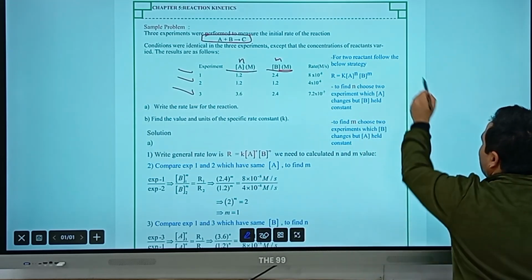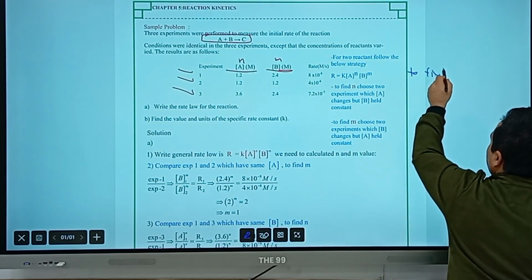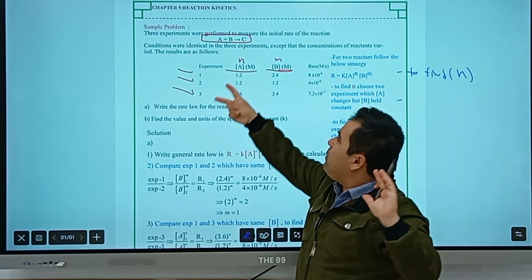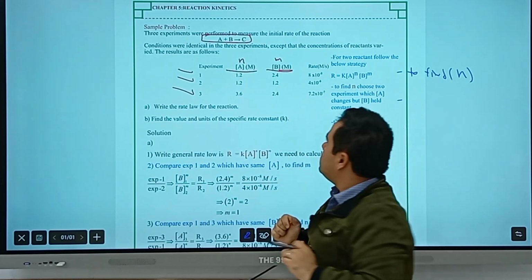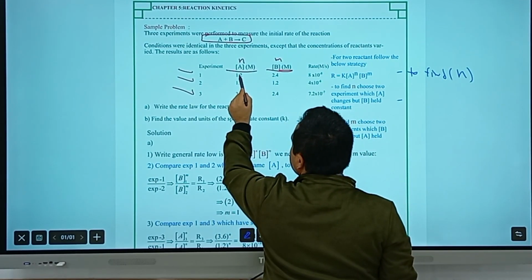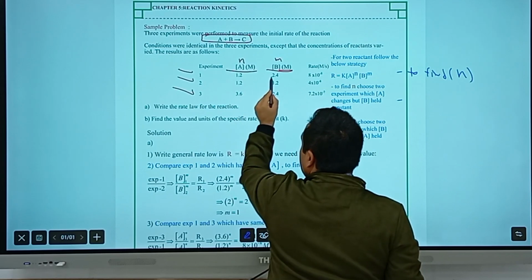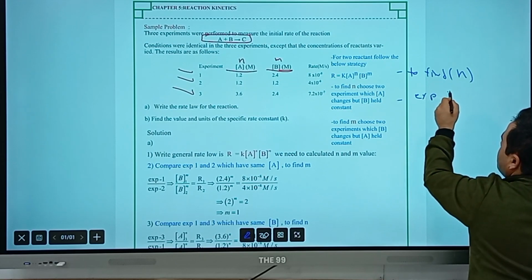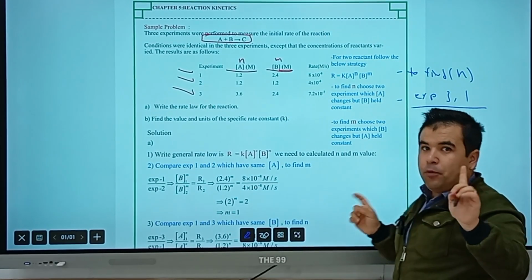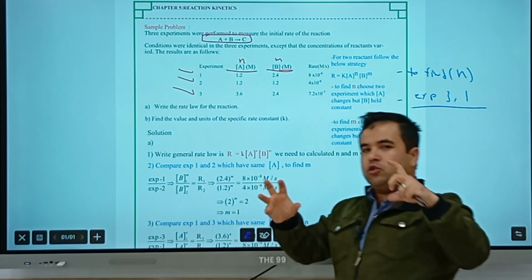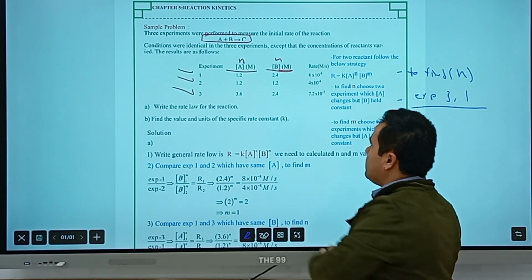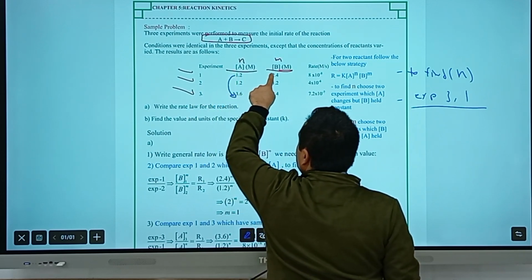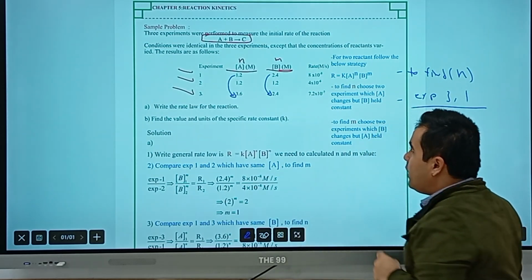To find n, we have to choose two experiments in which A changes but B is held constant. A in the first and the third changes but B is held constant. So we have to choose experiments 3 and 1. Usually there will be only one possible selection in this type of questions, guys. So the first and the third, A changes but B is held constant. We are finding n.